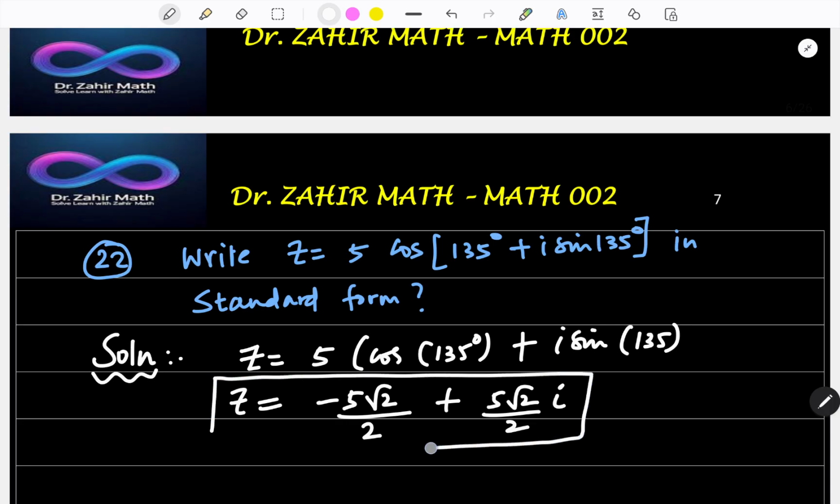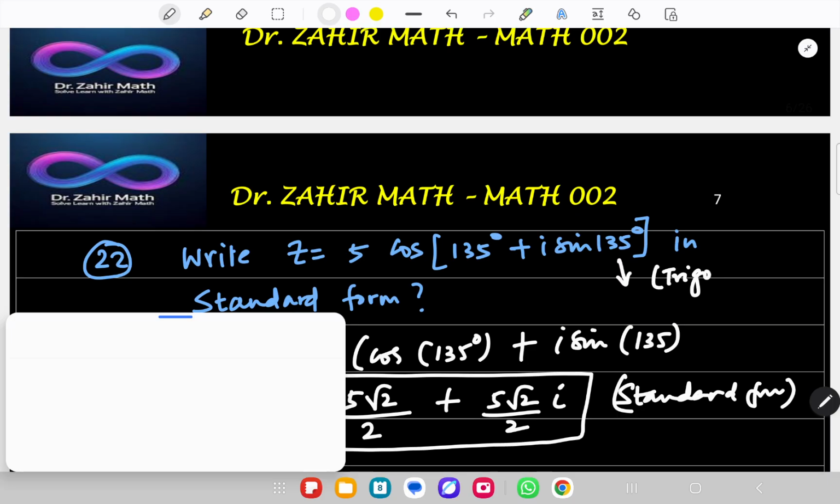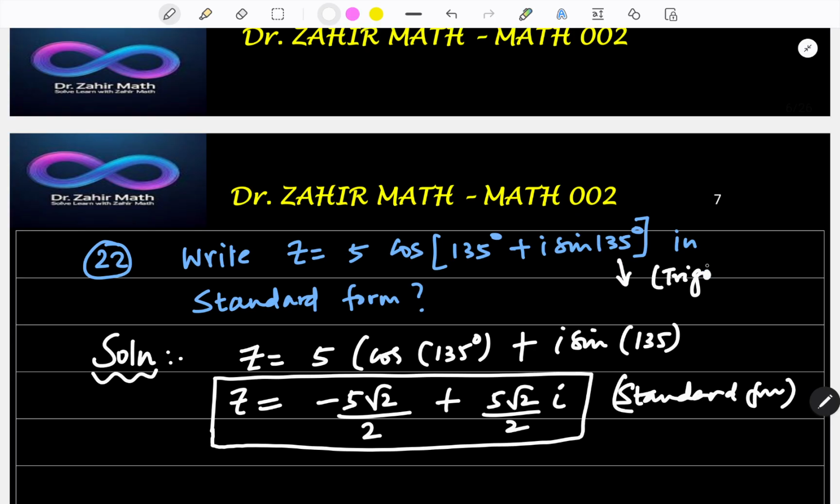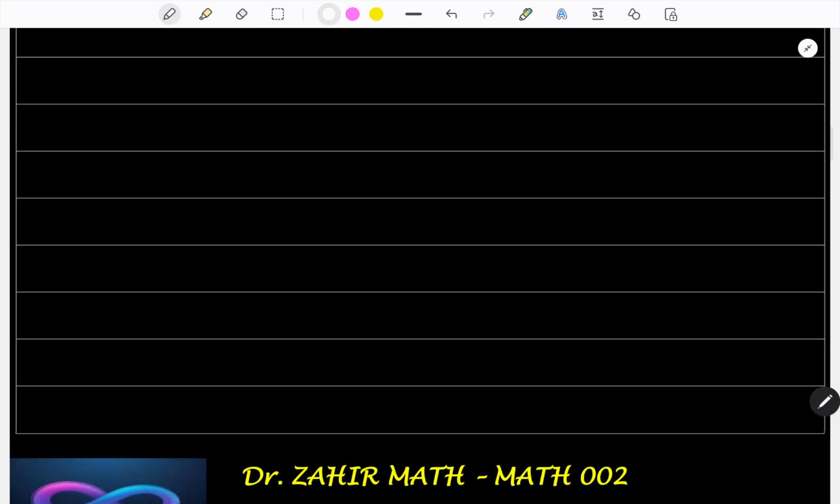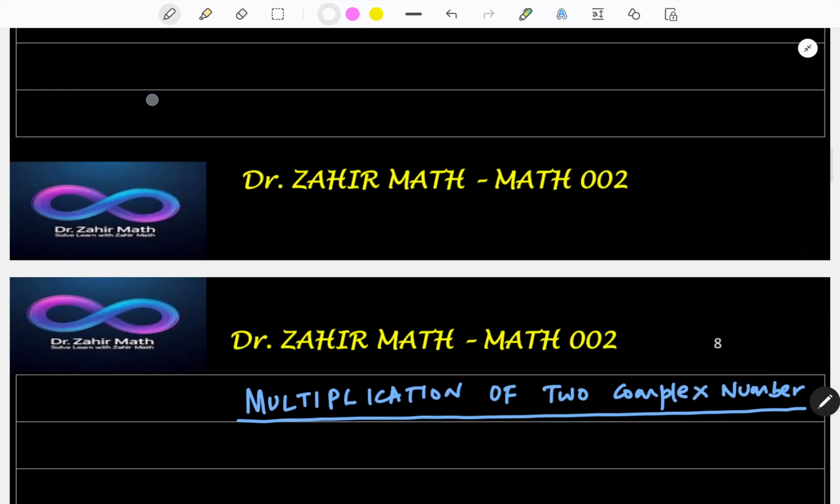So the way of writing like this is what called? This is standard form. And this is called trigonometric form. So the previous question also, this is called standard form, and the given one is trigonometric form. Okay, so let me go to the next question.